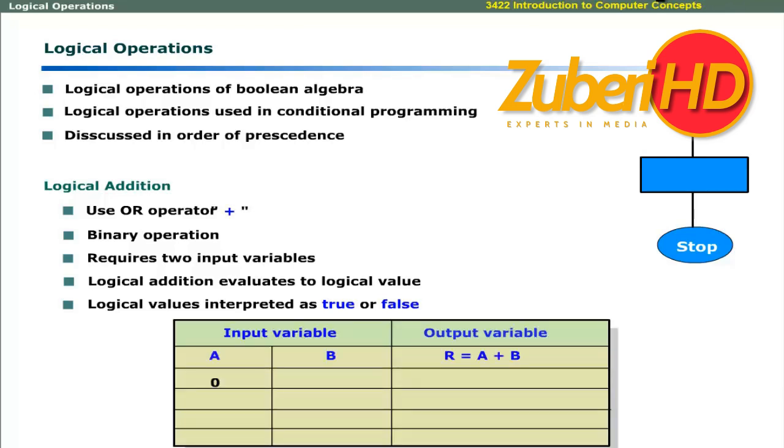This truth table shows the results of logical addition. 4 rows show different input and their relevant output. It is important to note that the result of logical addition will be 0 or false if both input variables are 0. The result of logical addition will be 1 or true if any one of the input variables is true.